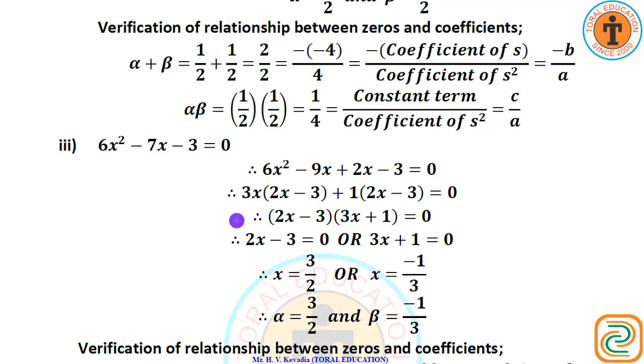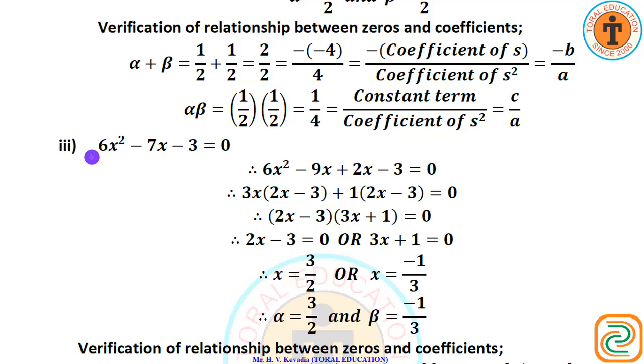Now question number 3. 6x square minus 3 minus 7x, but I have written in the order, that is descending order of power of x. 6x square minus 7x minus 3 equals to 0. To find zeros, we must take this polynomial equals to 0.